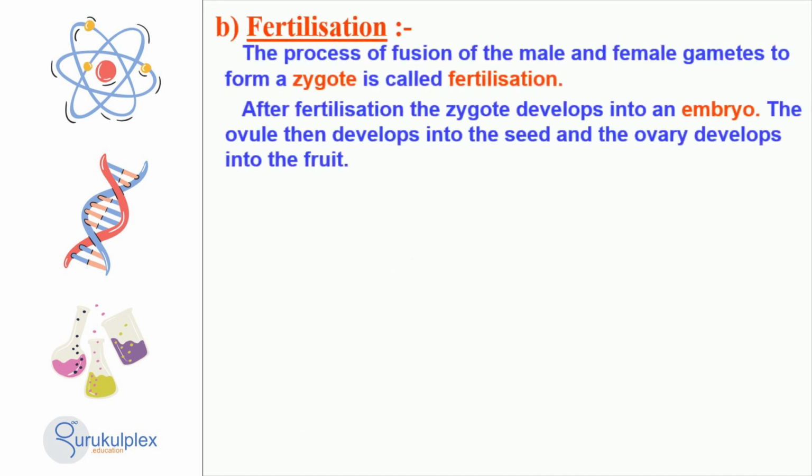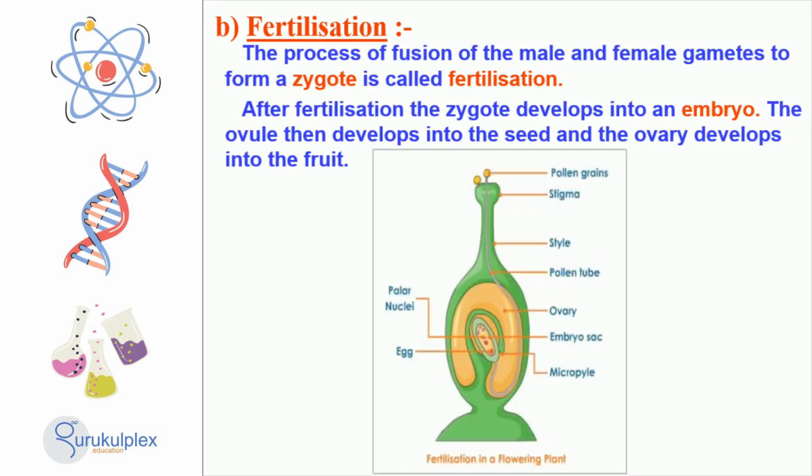Fertilization is a key element in the reproduction of plants. The merging of a sperm cell from the male gametophyte and an egg cell from the female gametophyte forms a zygote. This zygote then matures into an embryo, which in turn develops into the seed, and the ovary evolves into the fruit.